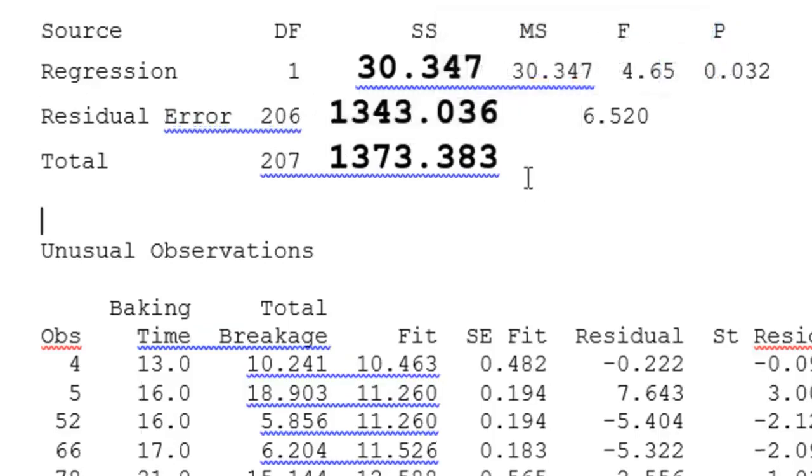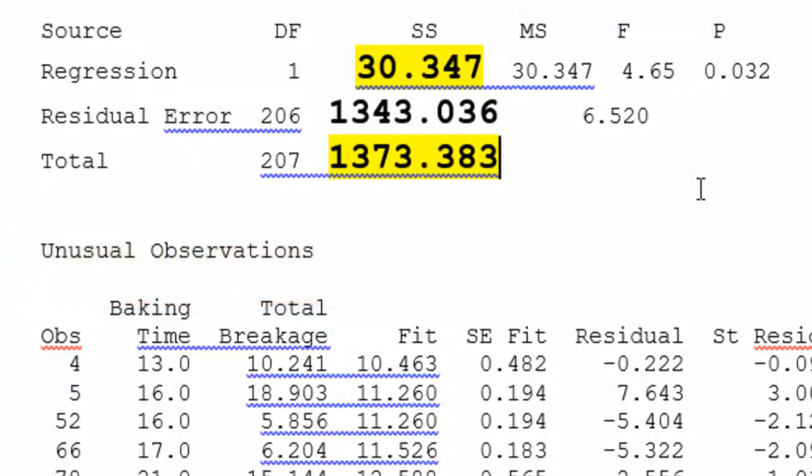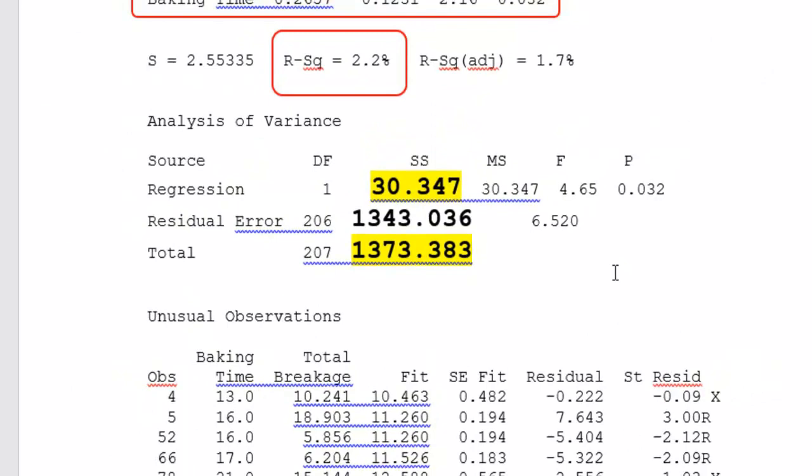Can you do me a small favor, all of you? Can you divide this by this? Can you do sum of square of regression divided by sum of square of total? Everyone else, please check. Yeah, 2.2%.